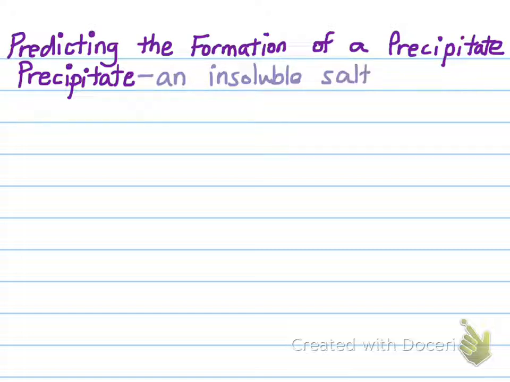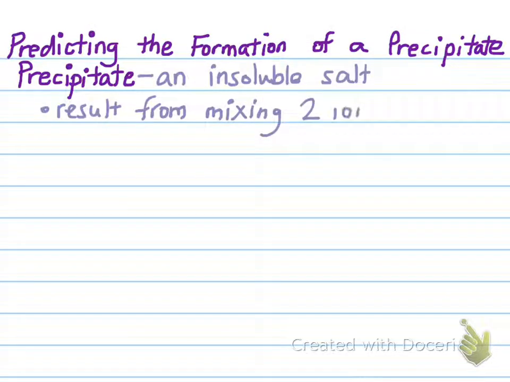Insoluble means it can't be dissolved in water. Salt is just a way of talking about an ionic compound that's made of a cation and an anion. It doesn't mean like table salt. Okay? And precipitates result from mixing two ionic compounds. So this happens because we have mixed ionic compounds.